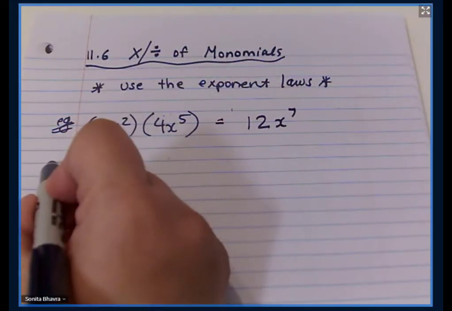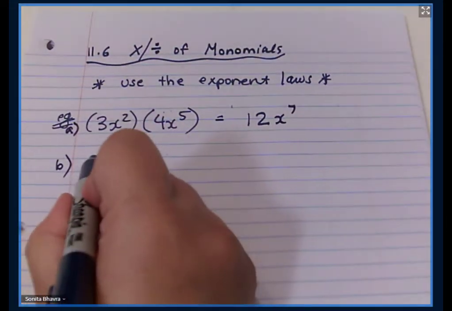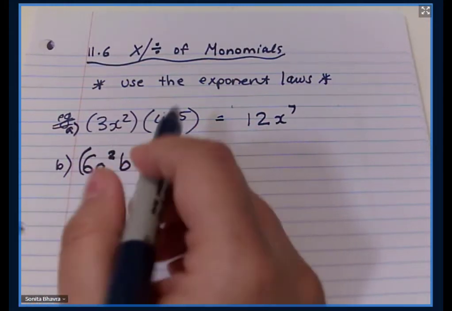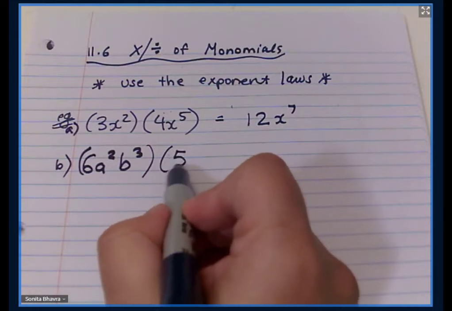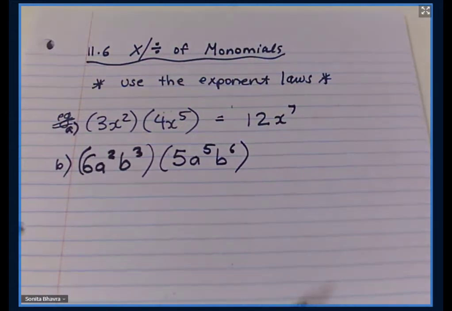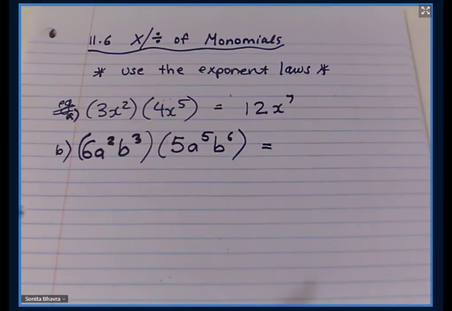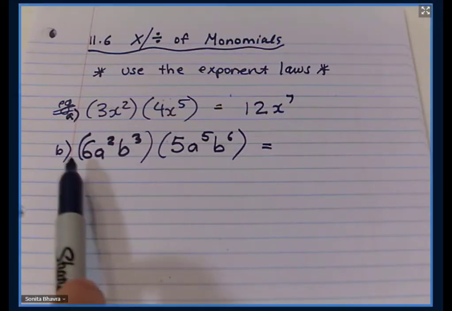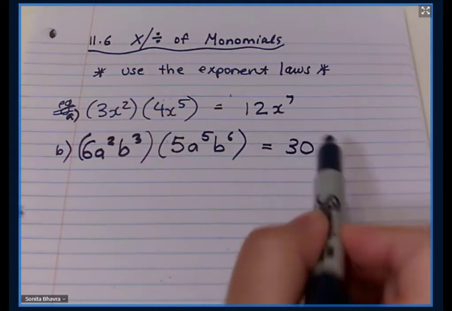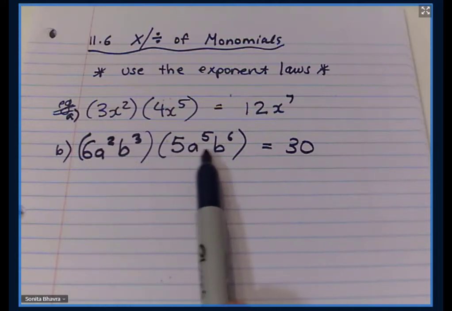Okay, let's try another example. So we'll call that A and B. Here we have 6a squared b cubed, and it's being multiplied by 5a to the power of 5 and b to the power of 6. So again, we are going to have to use our exponent rules. Firstly, we're going to multiply our 6 times 5. That just gives me 30. We have two bases here. We have a and b. Same with this bracket, we have a and b.